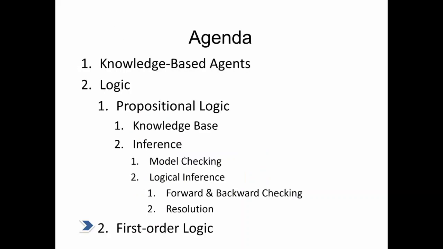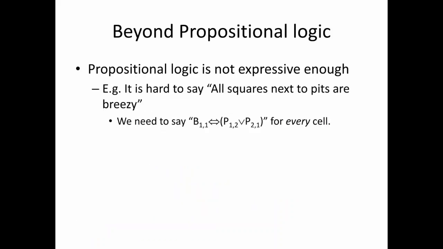Until now, we studied propositional logic. So we know how to build knowledge bases with it and also do inferences. But there are some issues with propositional logic, and that can be addressed using a different type of logic called first-order logic. So let's look into this. An issue with propositional logic is that the smallest unit is a proposition. So to say something like all squares next to pits are breezy, we have to do something like B11 if and only if P12 or P21 for every cell. And that could be very cumbersome, especially if you have a lot of cells.